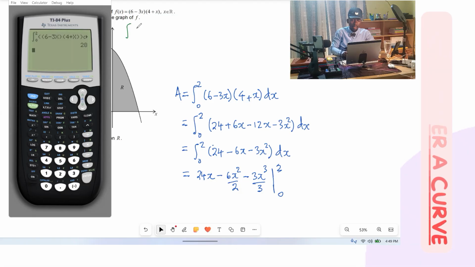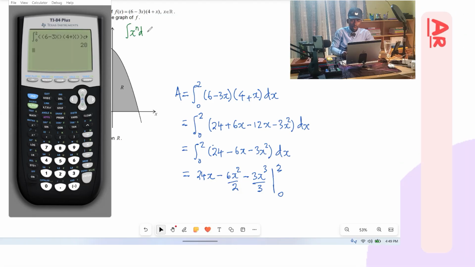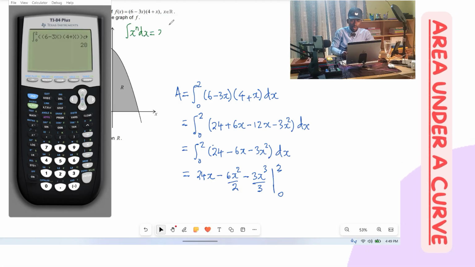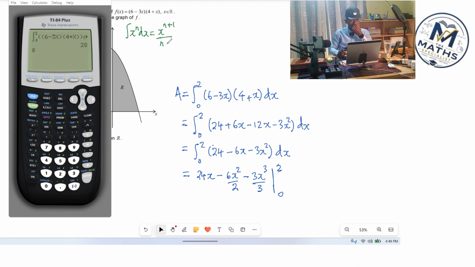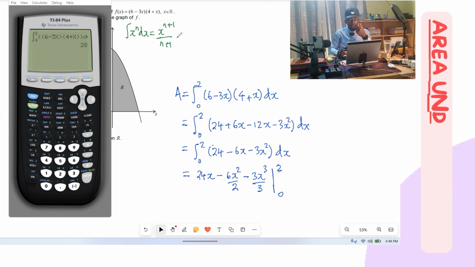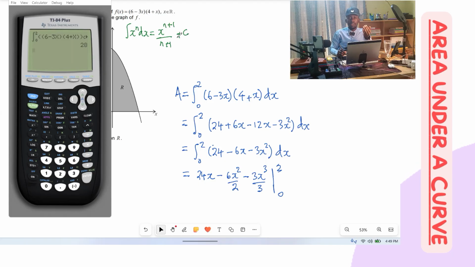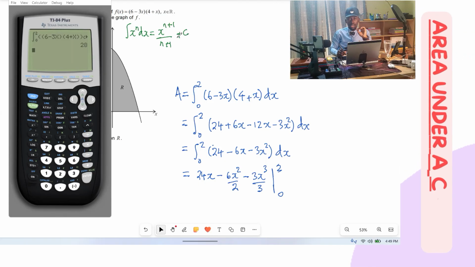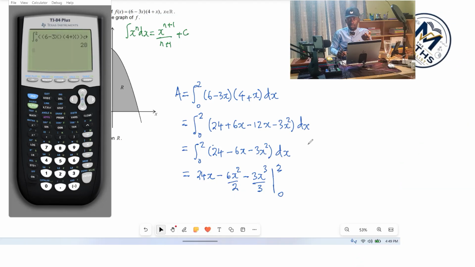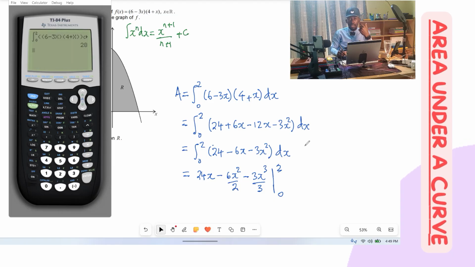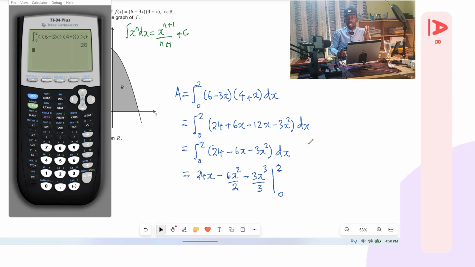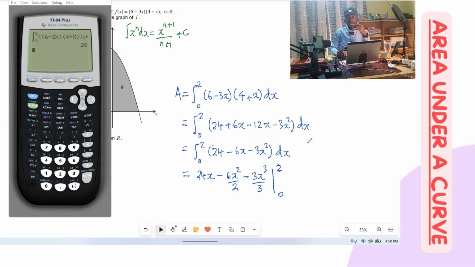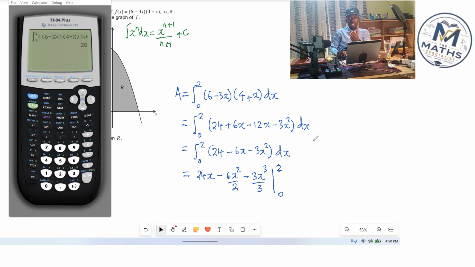Just to remind you on integration, if you have the integral of x to the power of n dx, this is x to the n plus 1, then you divide by n plus 1, plus an arbitrary constant. This is when you have an indefinite integral. What is an indefinite integral? It is the one which has no limit. The one which we have is a definite integral. For a definite integral, after performing the integration, you do not add an arbitrary constant. Instead, you perform calculation of limits. How do we perform calculation of limits?